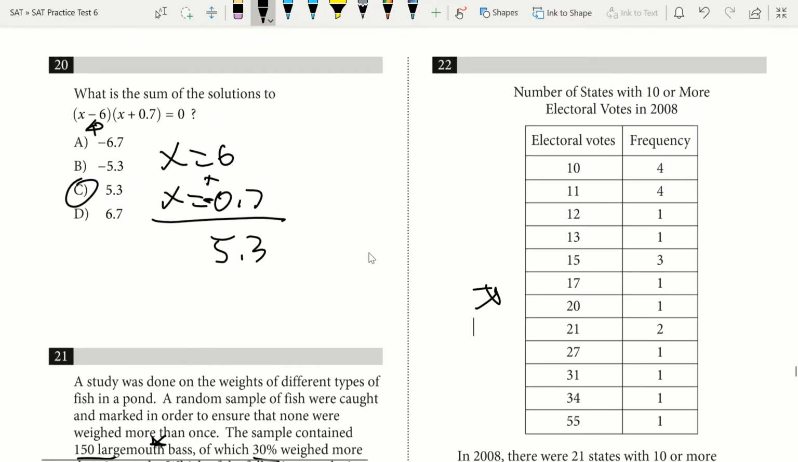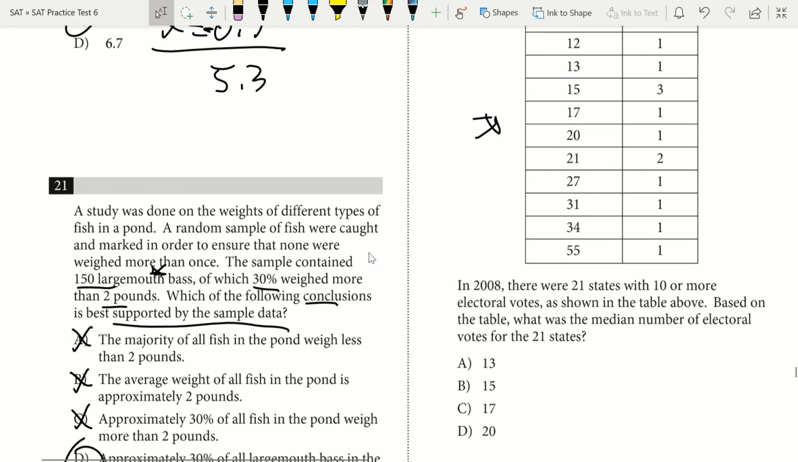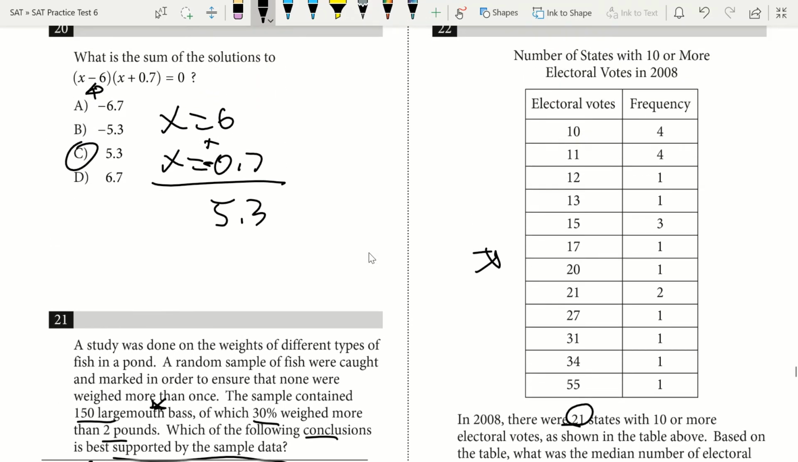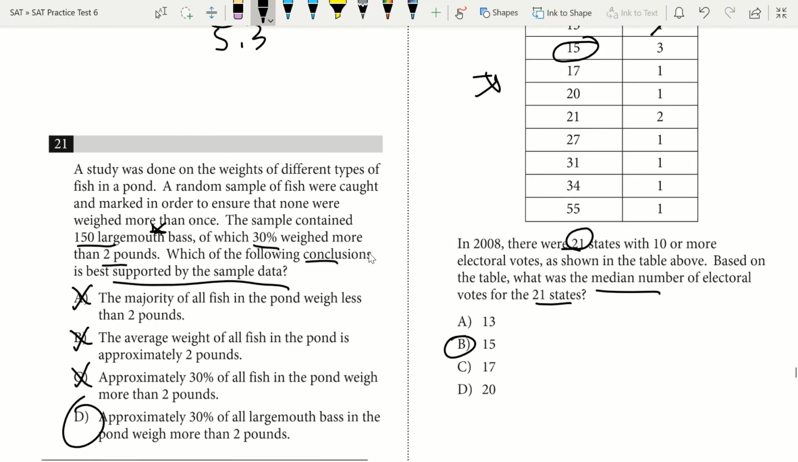All right, got a data table here talking about electoral votes. In 2008, there were 21 states with 10 or more electoral votes, as shown in the table. Based on the table, what was the median number of electoral votes for 21 states? All right, well, if I've got 21 states, my median then is going to be at 11. So I got to find 11. I got 4 here, plus 4, that's 8, 9, 10. My 11th one is going to fall in here, which means my median is going to be that 15. All right, so my answer choice there is going to be B.